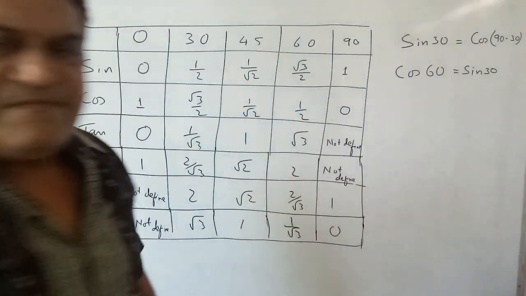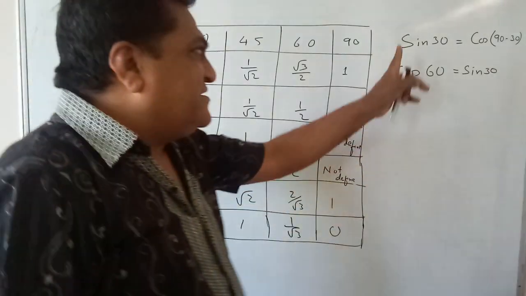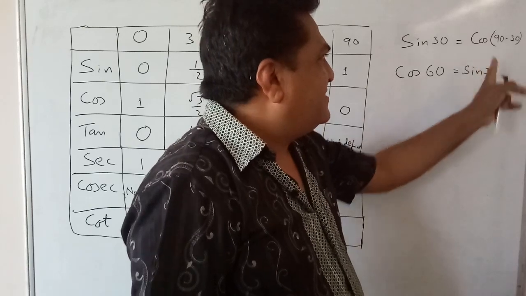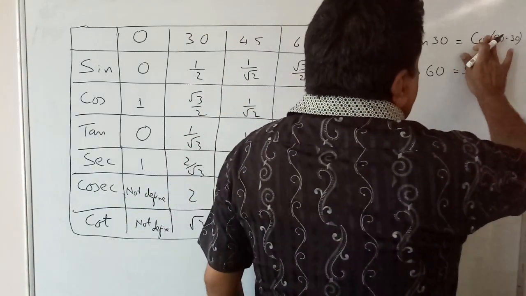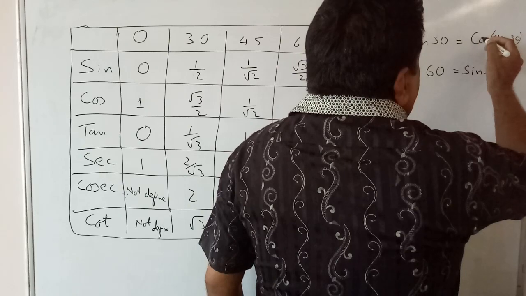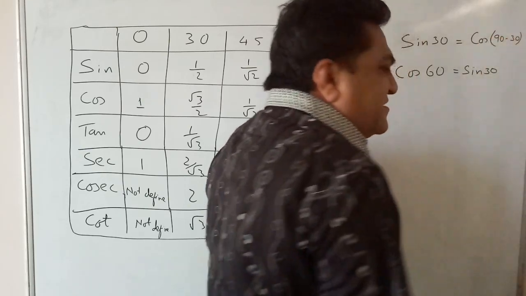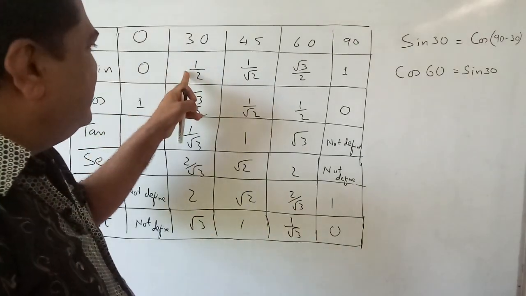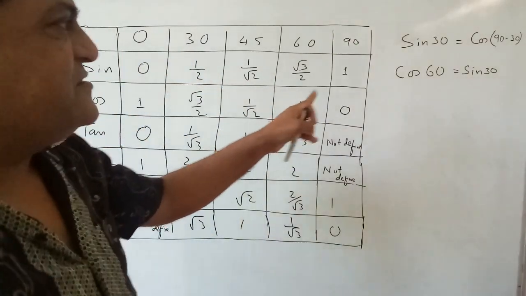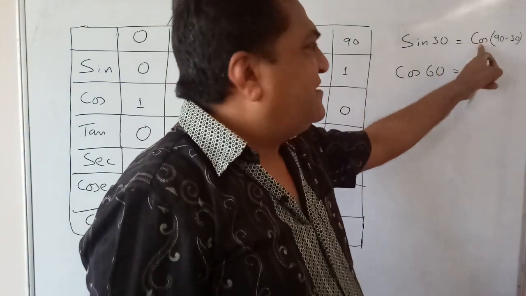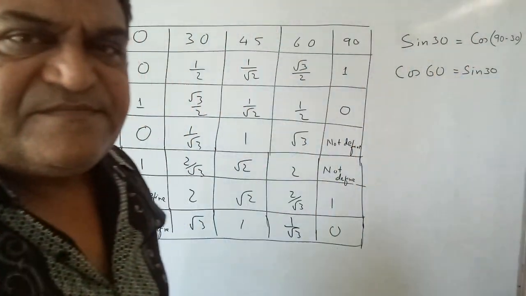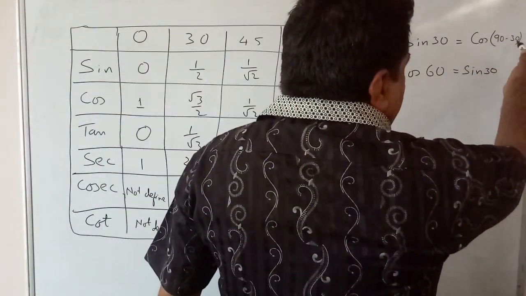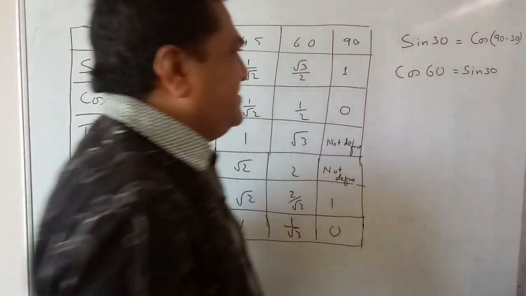Is it 60? So instead of sine 30, we can write cos of 90 minus 30. This sine 30 is cos 60. So what I have written: sine 30 is equal to cos 60. Understood? So cos of 90 minus 30 is equal to sine 30.